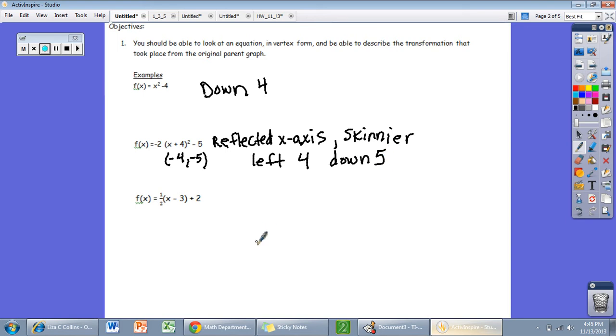Okay, and the last one here we're going to describe in words. It's positive, so we're not reflecting at all, but it is wider, because it's half. The vertex here, you can say to yourself, is a positive 3, positive 2. So in the x direction, we're moving 3, so we're going to the right 3, and we are going up 2. Okay, so that's our first objective.